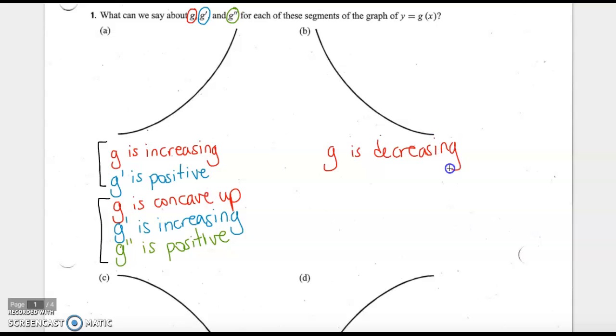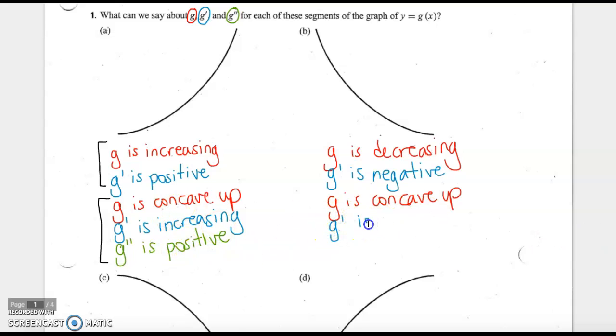And then you can identify, well, what does that mean about G prime? Well, if G is decreasing, then my slopes of that graph are all in the negative direction. So if G is decreasing, G prime is negative. I also know that G is concave up, right? It still looks like part of a valley, and so I can come to the same conclusions about G prime and G double prime.